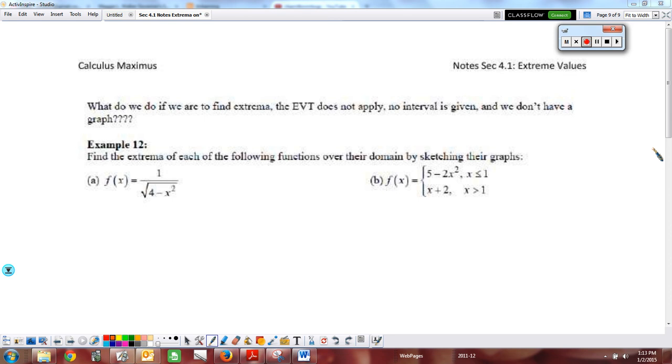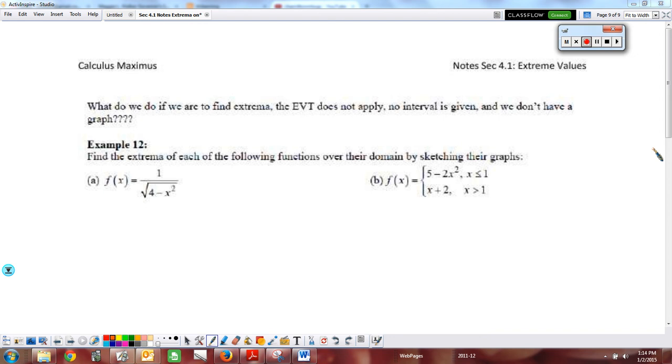Okay, so for the last two questions or examples in this set of notes for section 4.1, what I basically want to do is impress upon you the importance of really checking and making sure that EVT applies or doesn't apply, because we're going to look at what happens if EVT fails and some of the techniques that are going to be coming in the rest of Chapter 4.